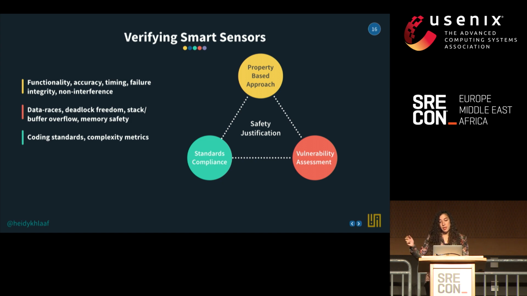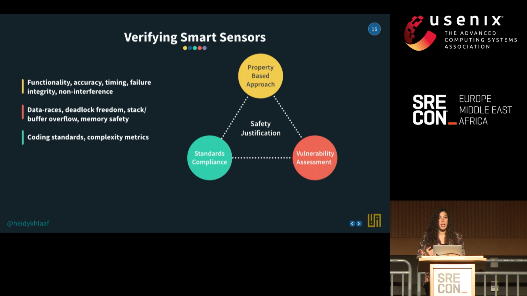So we're interested in splitting the verification of properties into 3 different categories. That's property-based approach, vulnerability assessment, and standards compliance. And the number of categories you need to apply depends on the rigor of your system. So for property-based approach, you're looking at things like your system functionality, its actual requirements, things like accuracy, timing, failure integrity, and non-interference. For vulnerability assessment, you're looking at more common errors like data races, deadlock freedom, stack and buffer overflow, and memory safety. For standards compliance, you're looking at things like coding standards and complexity metrics.